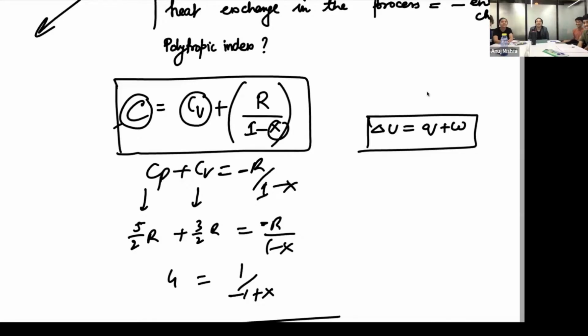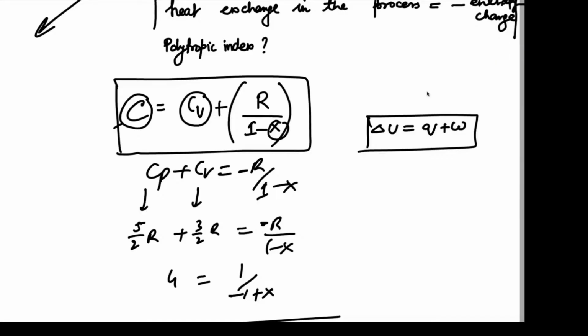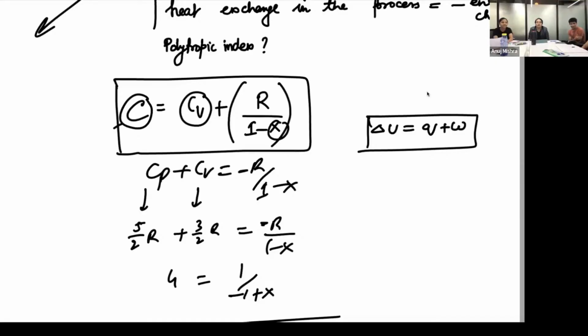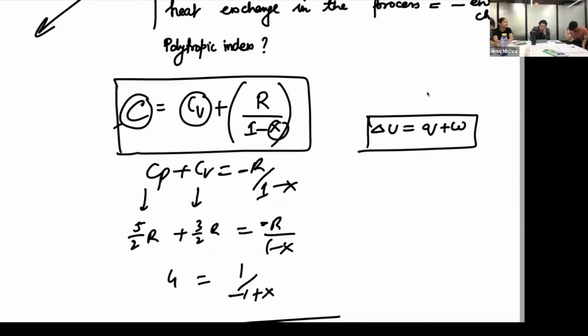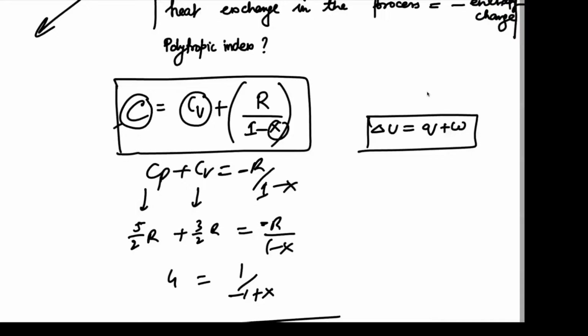Yes or no? Yes, sir. Niharika, I didn't get 5 by 4. Did not get it. You have used the same result. C is equal to minus Cp as per this. So Cp plus Cv is minus of R upon 1 minus x. Just put the numbers. Cp is 5 by 2 R, Cv is 3 by 2 R. You'll get it, okay?